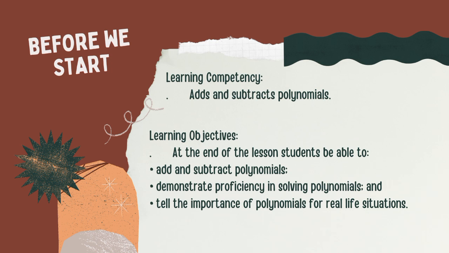Before we start, let's know the learning competency and objectives. Our learning competency is that the learner will be able to add and subtract polynomials. The learning objectives are: at the end of the lesson, students will be able to add and subtract polynomials, demonstrate proficiency in solving polynomials, and tell the importance of polynomials for real-life situations.